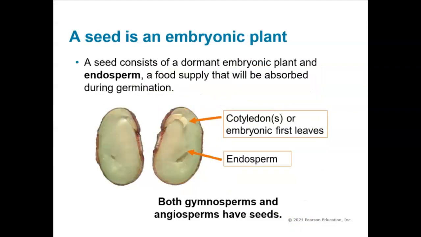A seed is an embryonic plant, so a seed consists of a dormant embryonic plant and endosperm. The endosperm is going to be a food supply that will be absorbed during germination. So this right here is the cotyledon, or the embryonic first leaves. If you remember the term monocot and dicot from last lecture, that's what that's referring to. This is the endosperm, so the food source for the seed. Both gymnosperms and angiosperms have seeds.